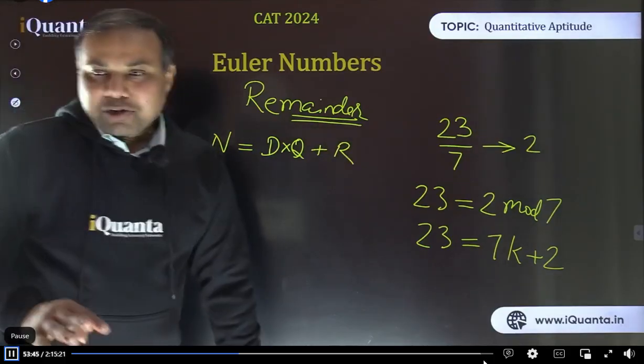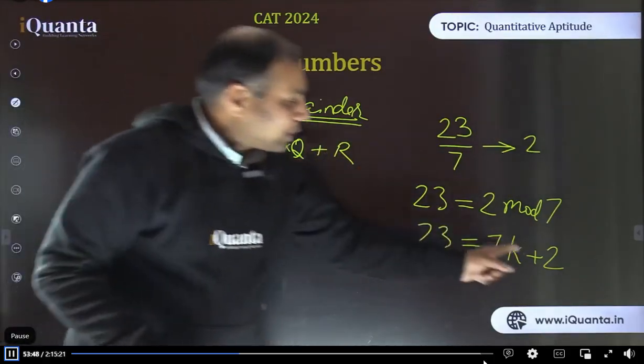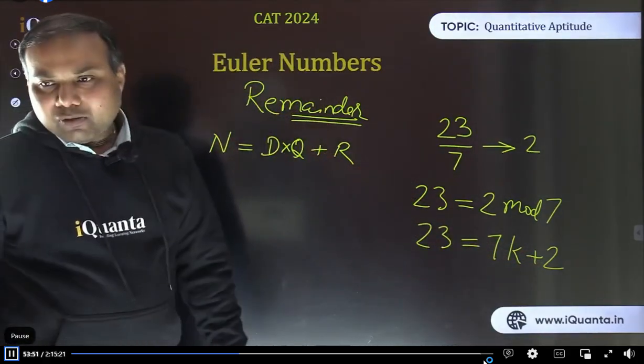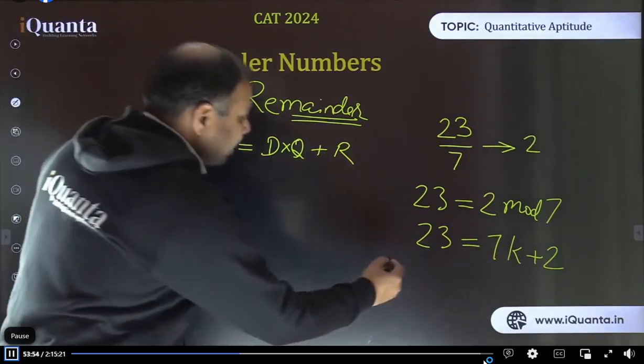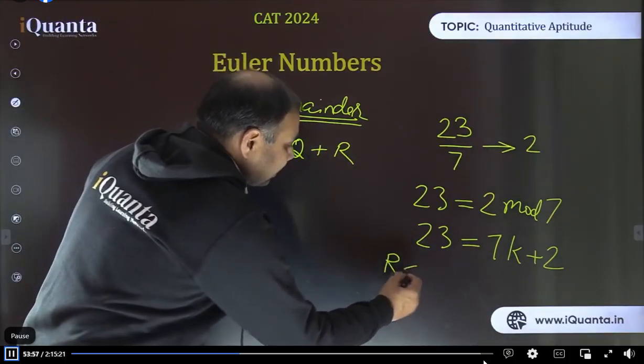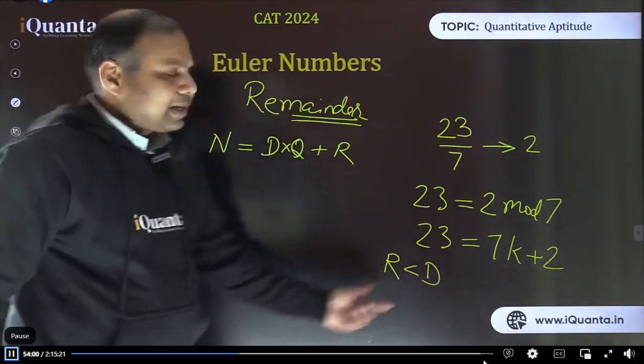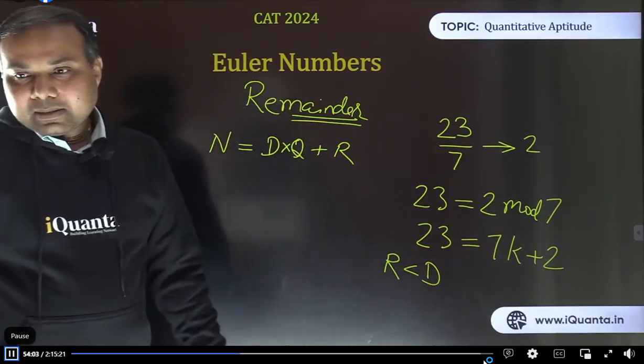While calculating quotients and remainders, the remainder is always going to be less than the divisor. It can never be more than the divisor, right? If it is bigger than the divisor, we can again subtract.